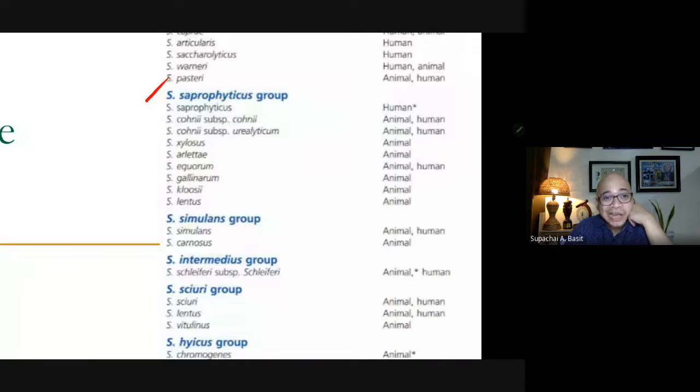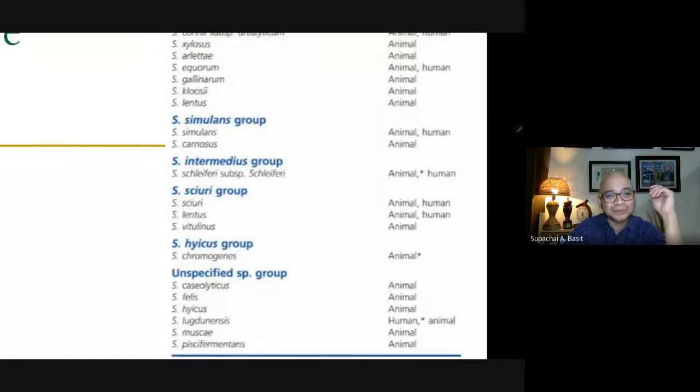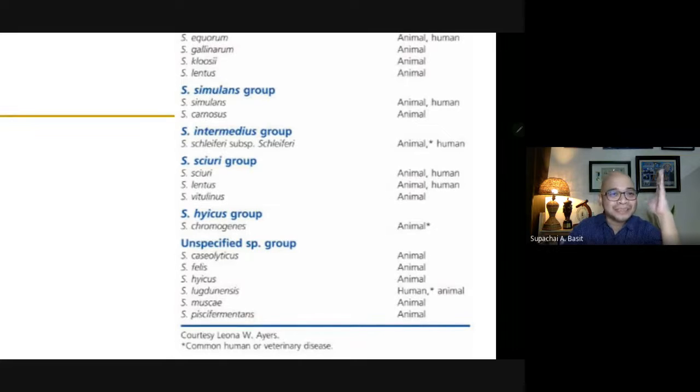If you notice, cohnii has several subspecies, such as the subspecies cohnii and subspecies urealyticum. And then the Staphylococcus simulans group, so we have simulans and carnosus, and the intermedius group would have schleiferi, subspecies schleiferi. In the sciuri group, we have Staphylococcus sciuri, lentus, and vitulinus. For hyicus, we have Staphylococcus chromogenes. And lastly, we have the unspecified species, which include Staphylococcus caseolyticus, Staphylococcus felis, Staphylococcus hyicus, Staphylococcus lugdunensis, Staphylococcus muscae, and Staphylococcus fermentans.